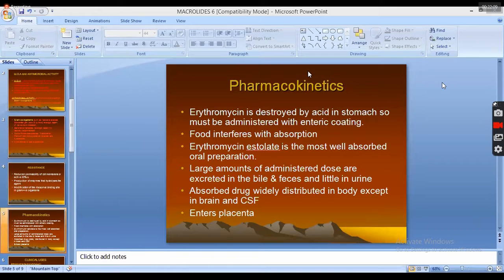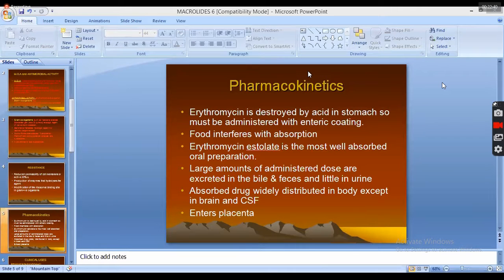Now, the main route of excretion is the bile, through biliary excretion and in the feces. A small amount of the erythromycin, once it is absorbed and produces its action, is excreted, and a large amount is excreted through the GIT and in the feces, and very little in the urine. It means that in renal insufficiency, they can be given. Now, the absorbed drug is widely distributed in all the fluids except for the central nervous system, CSF, and the brain.